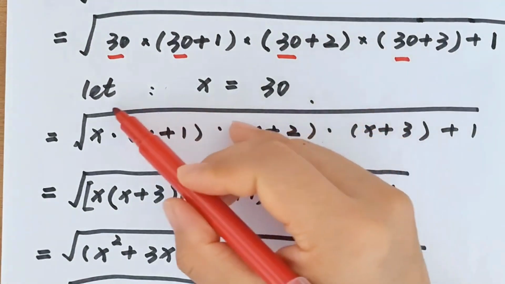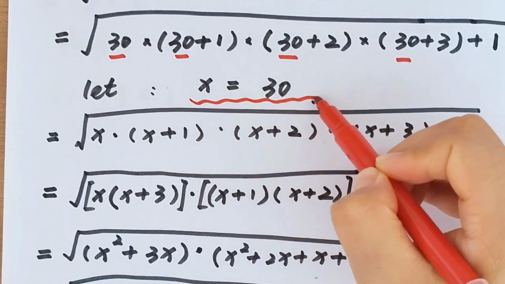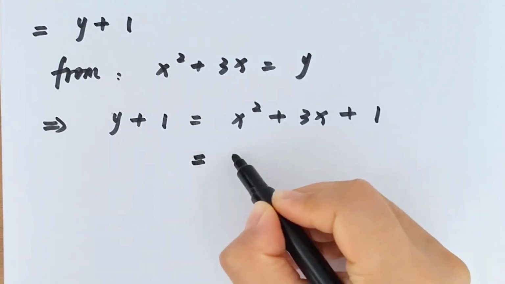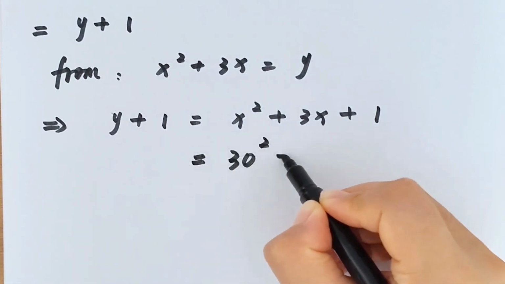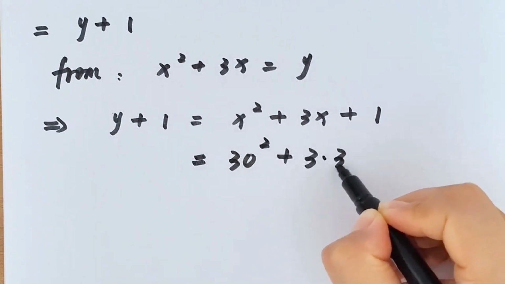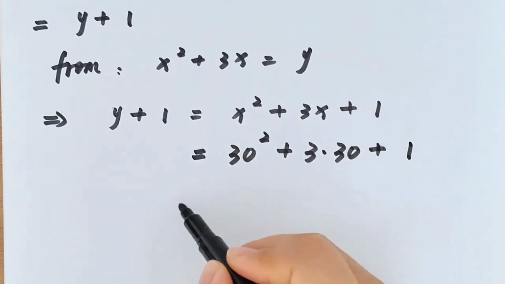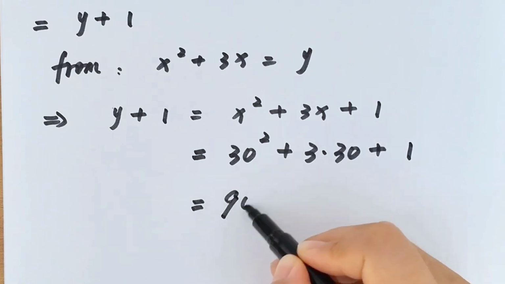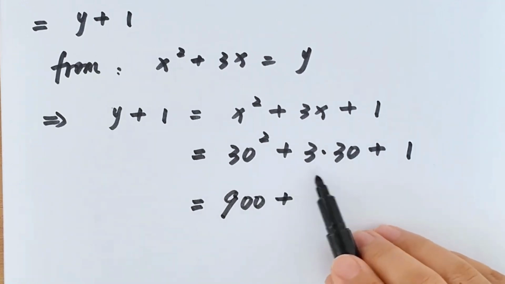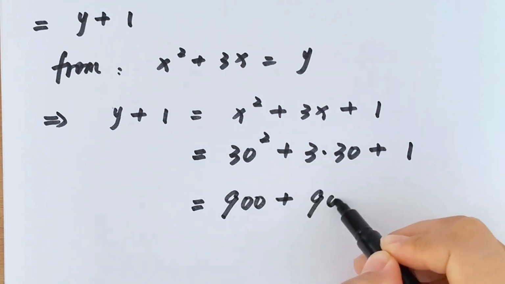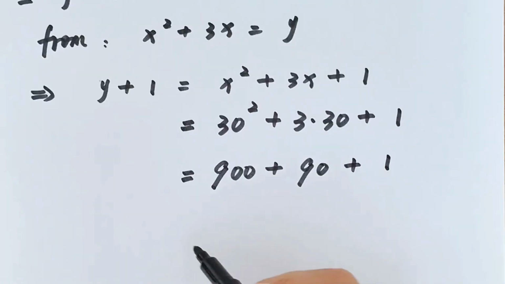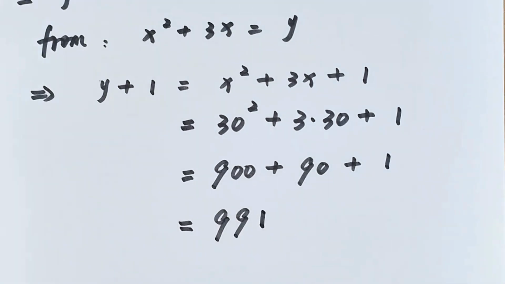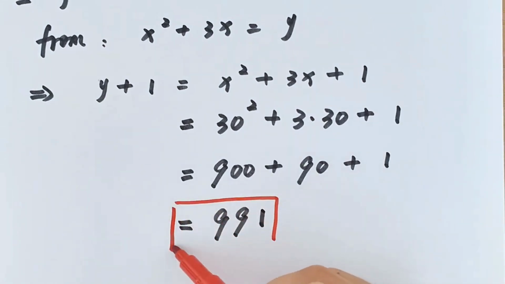Then here, we let x equal 30. So it equals 30 squared plus 3 times 30 plus 1, which equals 30 squared is 900 plus 3 times 30 is 90 plus 1 equals 991. So this is the final answer.